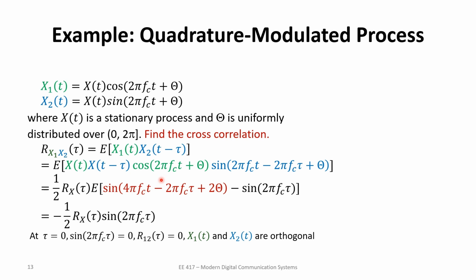We can also think about other examples. If tau equal to 0, if there is no time difference, then we are comparing orthogonal processes, which means they are shifted by 90 degrees, and the expected value of the product is going to be 0.